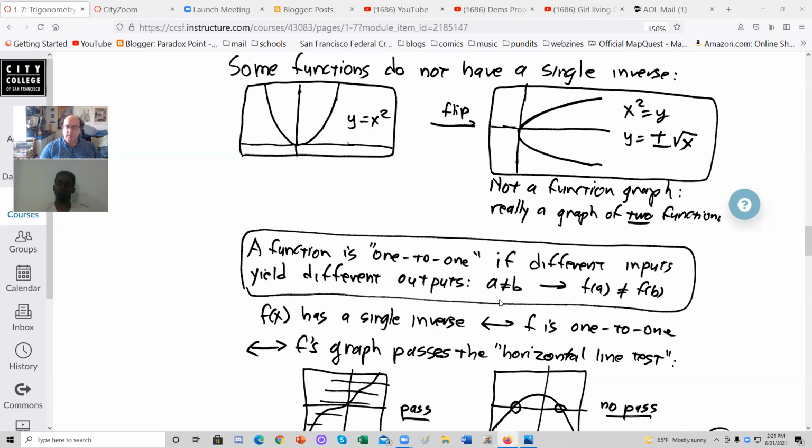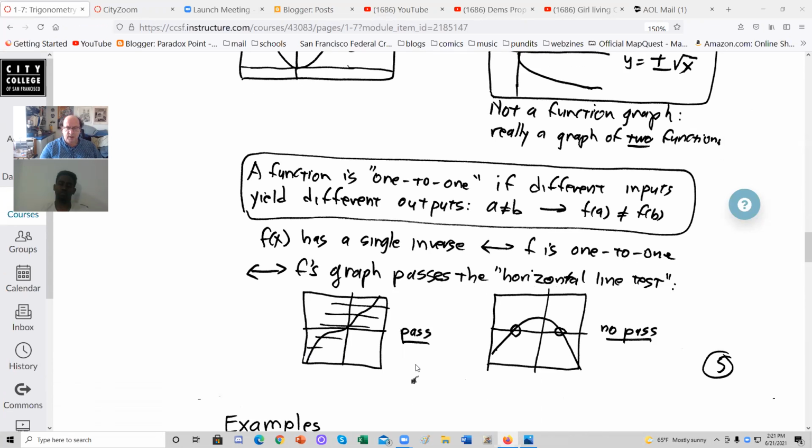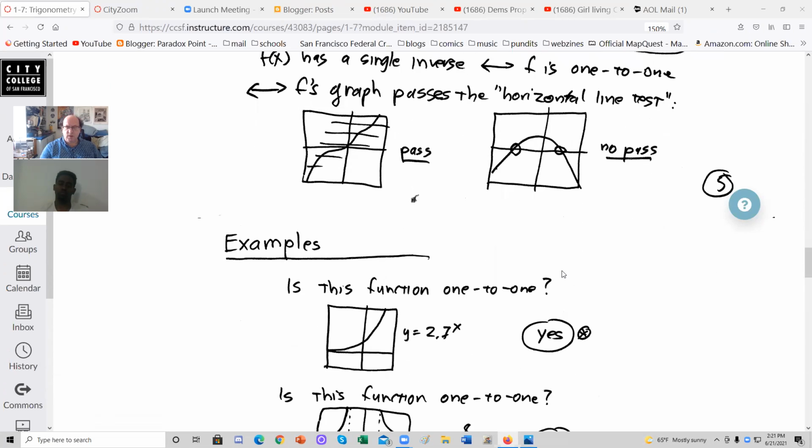A not B means f of A is not equal to f of B. So f has a single inverse if and only if it's 1-to-1, if and only if it passes what's called the horizontal line test. That's sort of like the vertical line test for functions, only it's for horizontal. So you draw the graph, if every horizontal line meets it but once, then it passes and there will be an inverse. Here, however, we have a graph where a horizontal line meets the graph twice, so it does not pass. This does not have a single inverse.